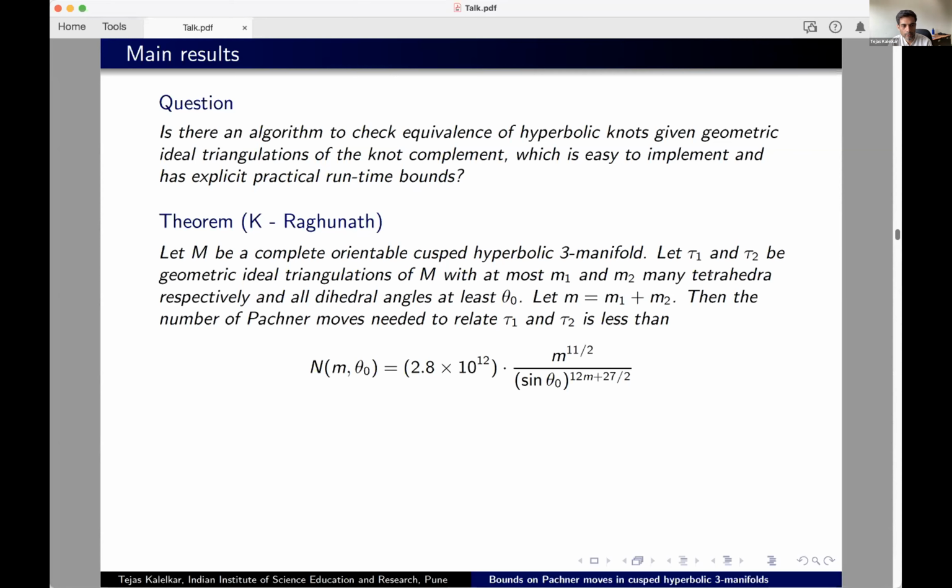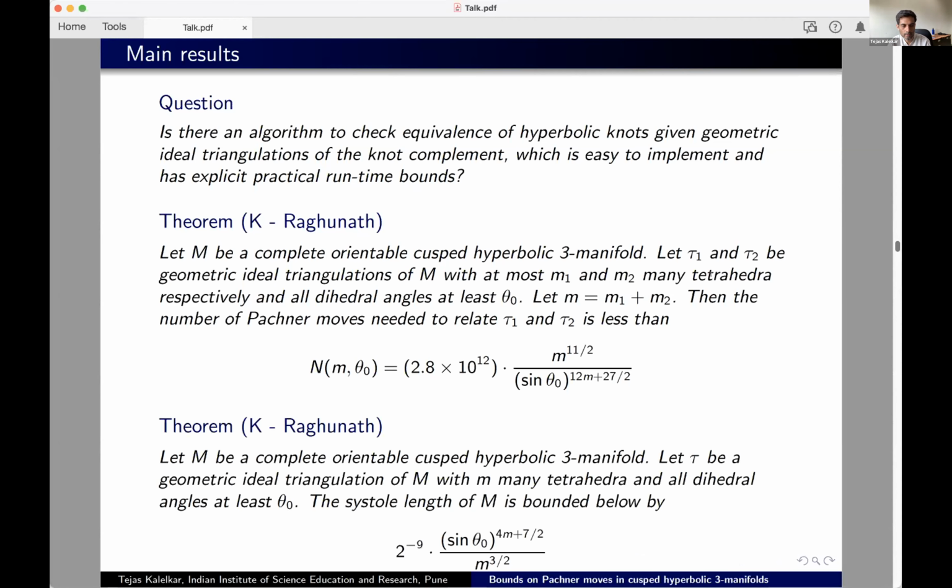Along the way, we've also calculated a lower bound for the systole length of the manifold. Let M be a complete orientable cusped hyperbolic 3-manifold. Let tau be a geometric ideal triangulation of M with small m many tetrahedra and all dihedral angles at least theta naught. Then the systole length of M is bounded below by this constant times sine theta naught raised to (4m plus 7)/2 divided by m raised to 3/2.